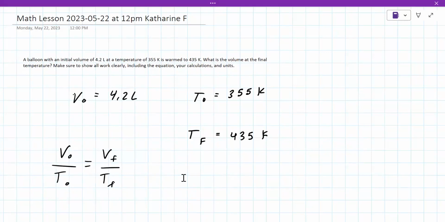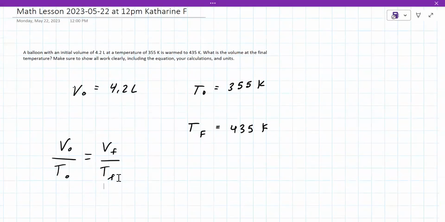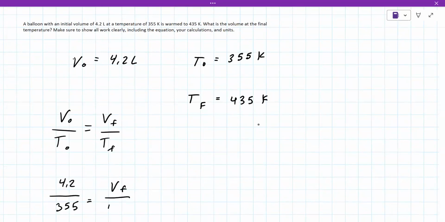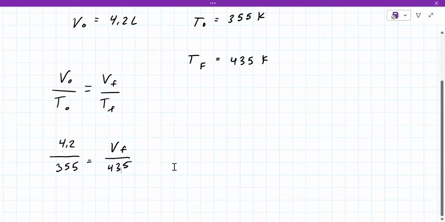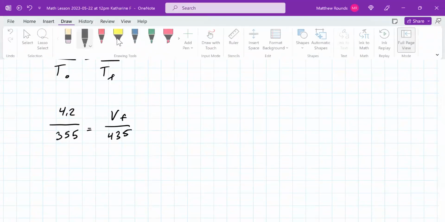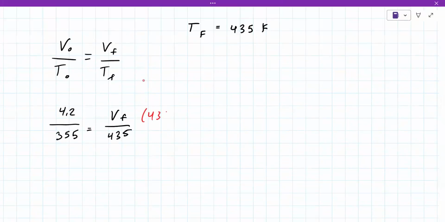So the subscripts are just meant to represent before and after, or sometime before, sometime later. Got it. So we've got 4.2 over 355 equals V final, which is what we're trying to find, over 435. And then you just cross multiply. Normally you would, but you can actually just shortcut it here a little bit. You just multiply both sides by 435 like this.